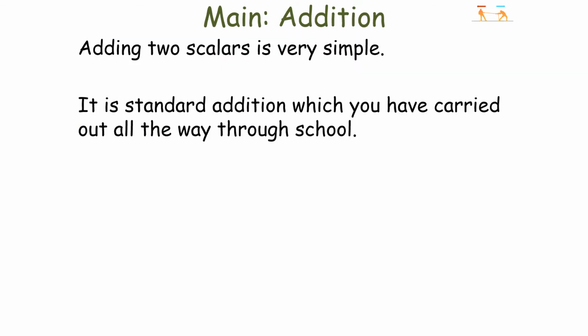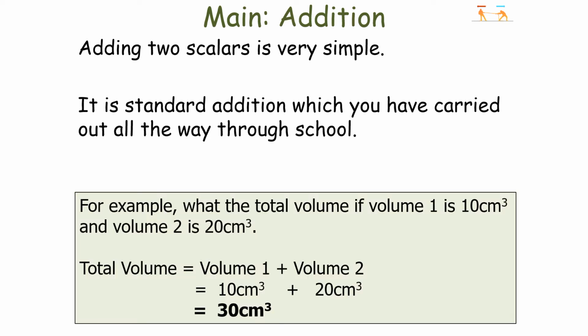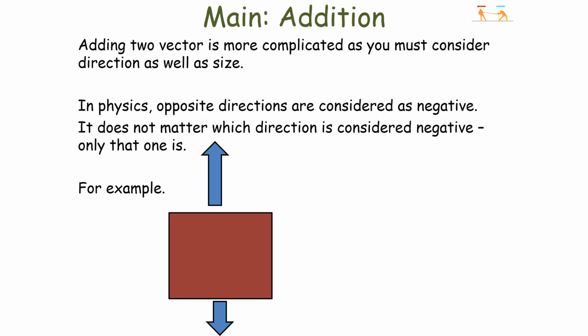Now adding two scalars is very simple. It's the standard addition which you've carried out all the way through school. So for example, what is the total volume if volume 1 is 10 centimeters cubed and volume 2 is 20 centimeters cubed? Well, if it's scalars, you just add the two numbers together, so 10 plus 20 equals 30 centimeters cubed. But adding two vectors is more complicated, as you must consider direction as well as size.